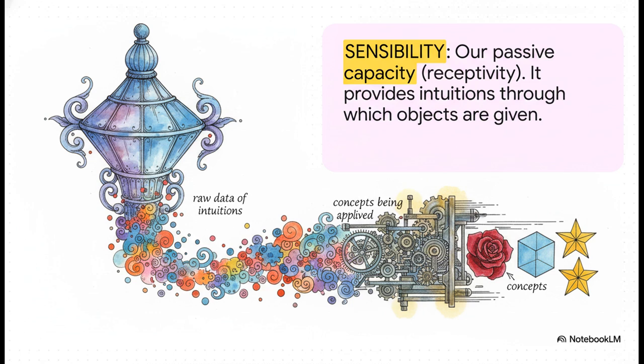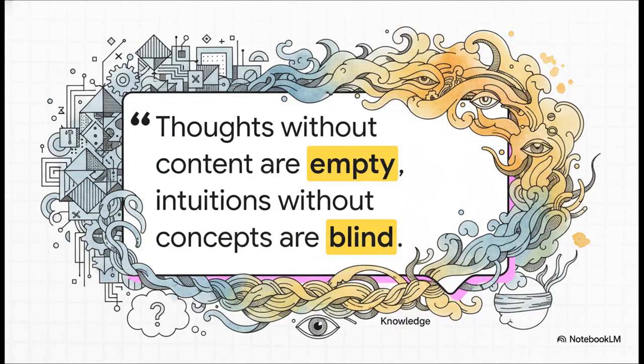But that raw data on its own is just a chaotic mess. It needs to be organized, and that's where the understanding comes in. This is our active side. It's how objects are thought. The understanding takes all that raw data from our sensibility and starts slapping labels on it, sorting it into files using concepts. And this brings us to one of the most famous lines in all of philosophy.